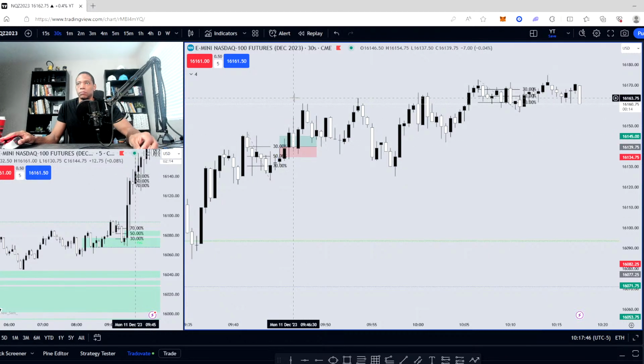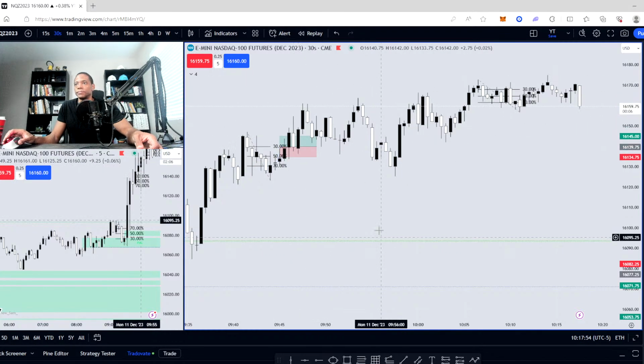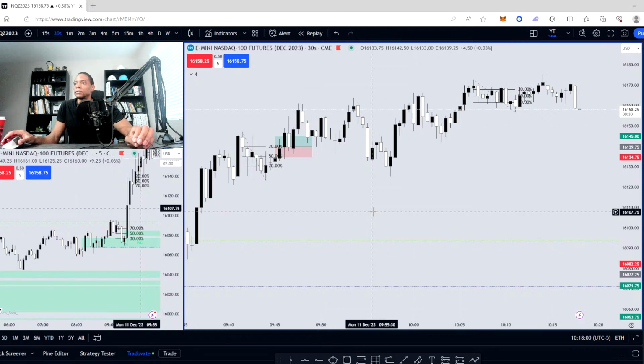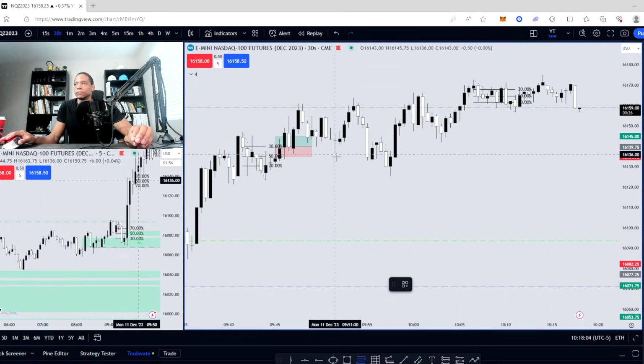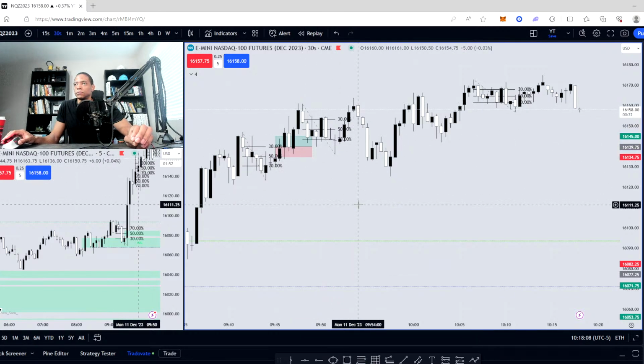This white candle here made a new high. Next candle dipped down to 30%, bought out. Okay, made a new high. We now see a sweep of a low there. This would have also been a loser.